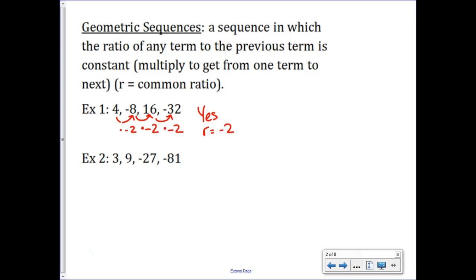If you look at this one, going from 3 to 9, we're multiplying by 3. Then from 9 to -27, we're multiplying by -3. And then from -27 to -81, we're multiplying by +3 again. So that one's a no. It does not have a constant ratio that we're multiplying by every time.